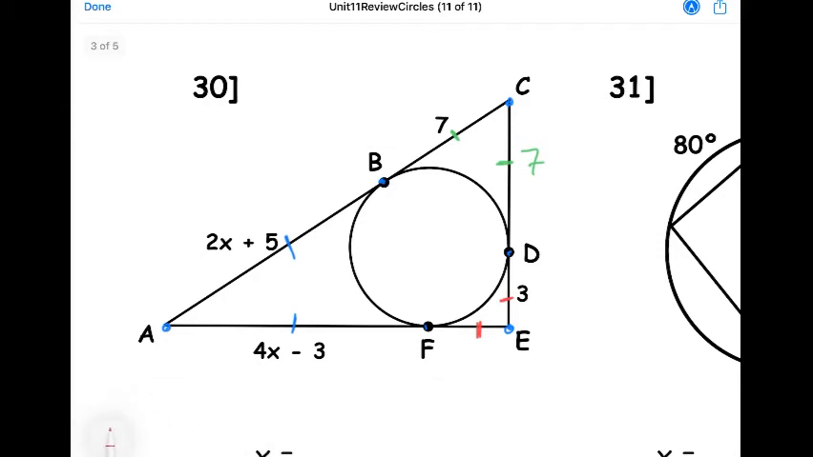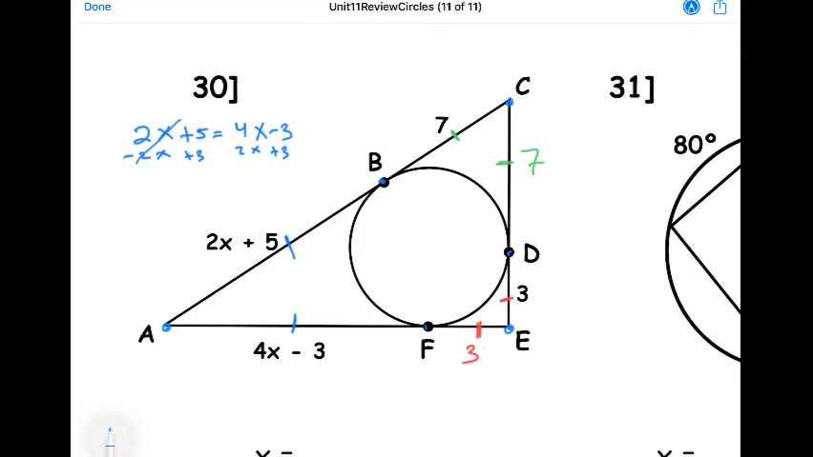Sorry, I'm trying to color code for you. And lastly, we don't really know the measurement of these sides, but we do know that they're equal to each other. So we're going to set up an equation to be able to solve for x so we can find the dimensions. So 2x plus 5 equals 4x minus 3. So I'm going to subtract 2x from both sides and add 3 to both sides.